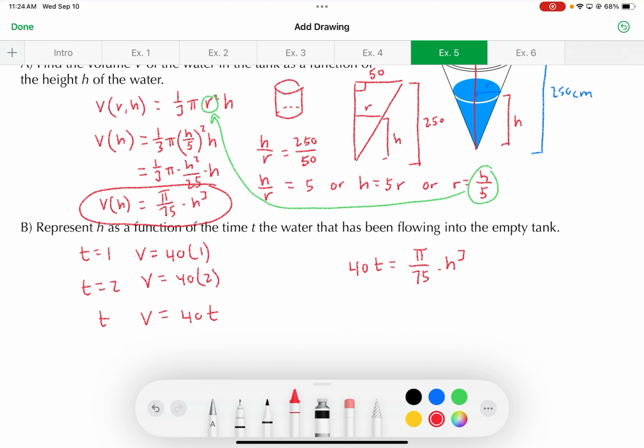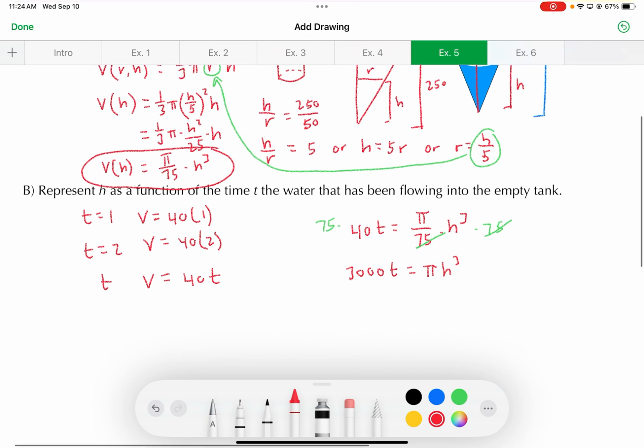And notice we want to represent h as a function of time. So that means we need to solve for h. We need to isolate h here. Okay, and this one's kind of involved. So first thing I'm going to do is multiply both sides by 75. Those will eliminate the fraction. You'll get 3000t here equals pi times h cubed. You're going to divide the pi over.